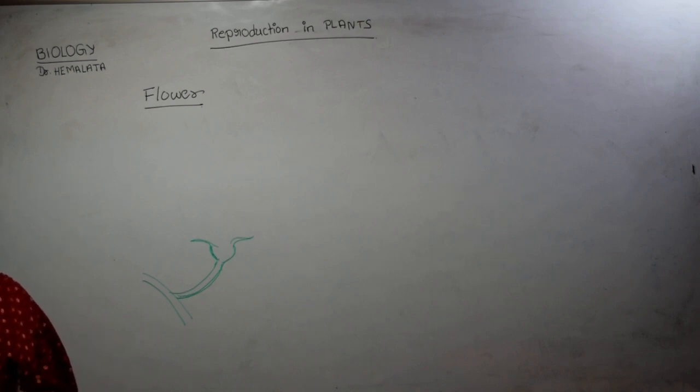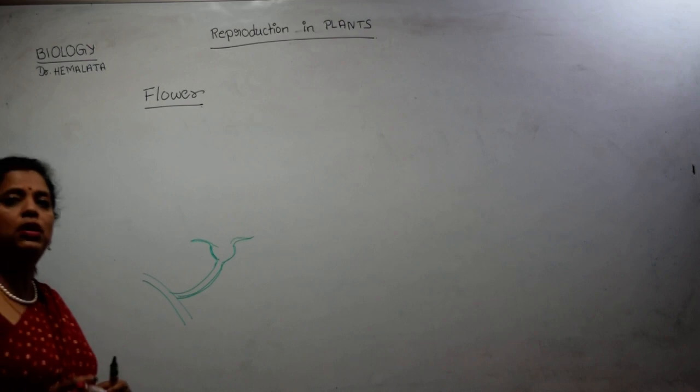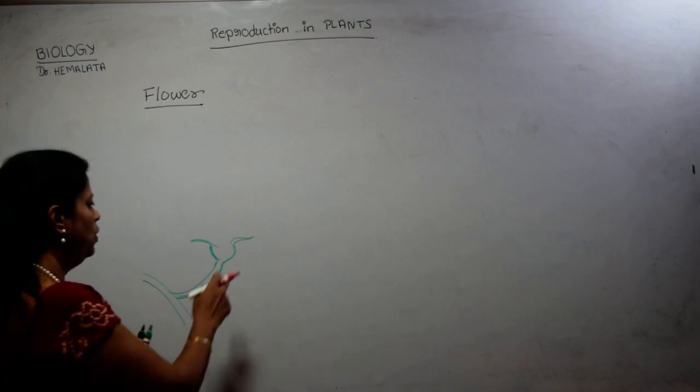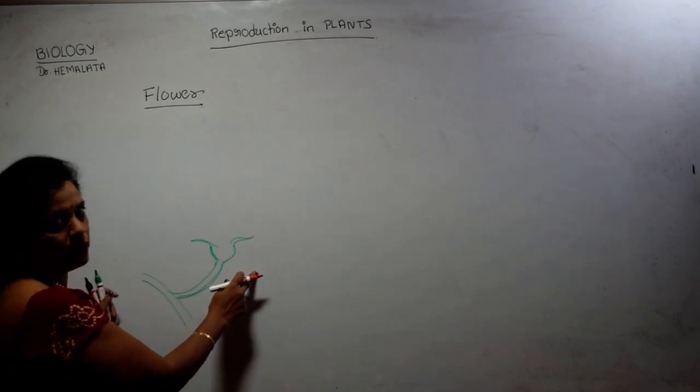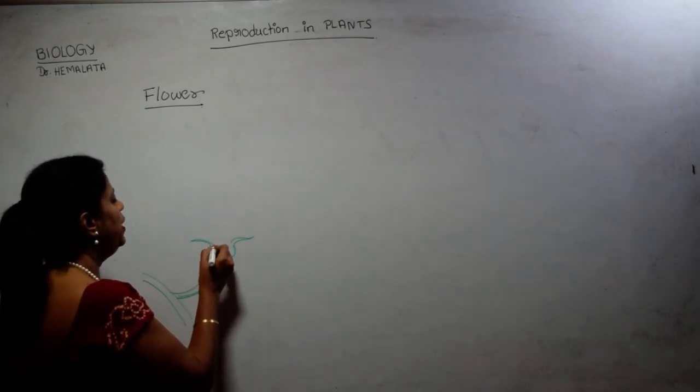So one more thing, whenever I am talking about the flower, I will not discuss much about the parts of the flower which are not used in sexual reproduction. So this calyx helps in protecting the floral bud and also for photosynthesis. Then we will move on to the next one.